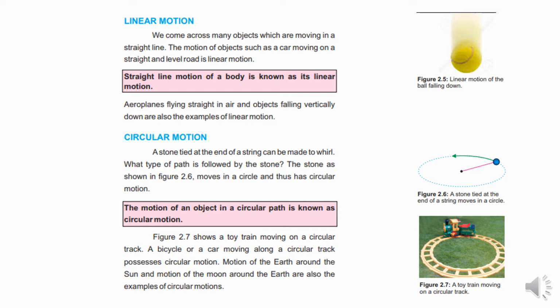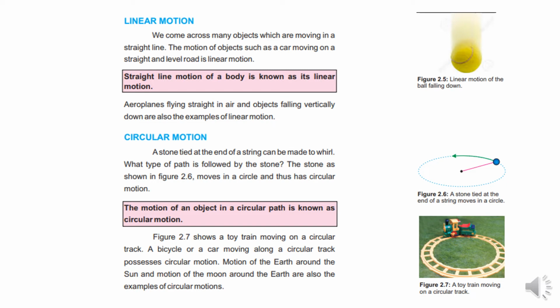Circular motion. A stone tied to the end of a string can be made to whirl. What type of path is followed by the stone? The stone, as shown in figure 2.6, moves in a circle and thus has a circular motion. The motion of an object in a circular path is known as circular motion.